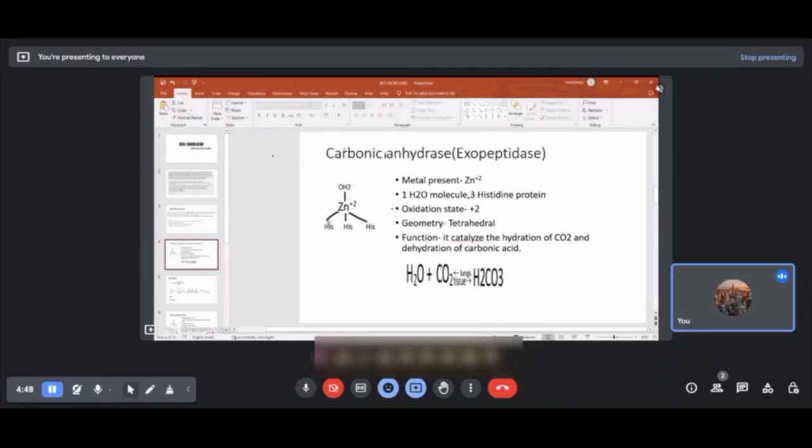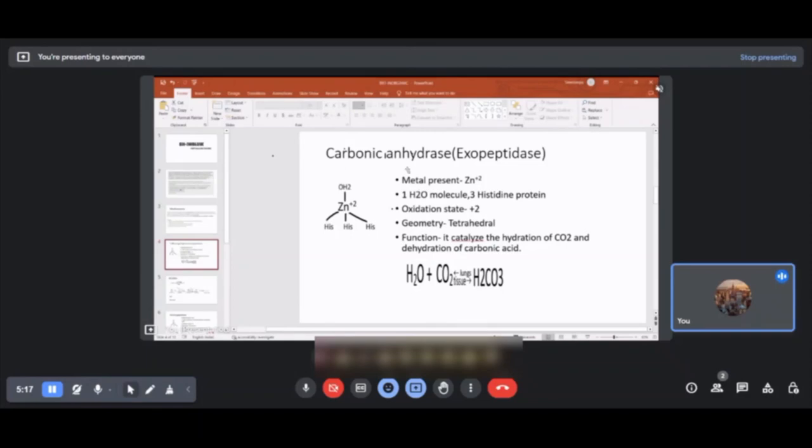Here zinc is bonded to three histidine residues and one H2O molecule, and since it forms four bonds, it is sp3 hybridized, and it also shows tetrahedral geometry. And the zinc has a +2 oxidation state. Here it is written, metal present: zinc, bonded with one H2O molecule and three histidine residues.